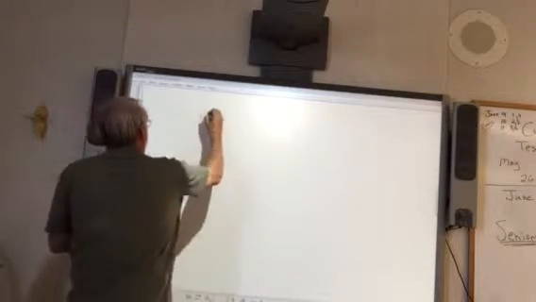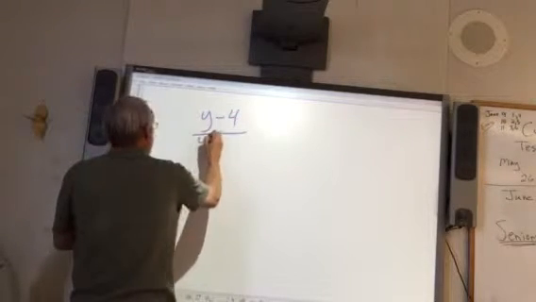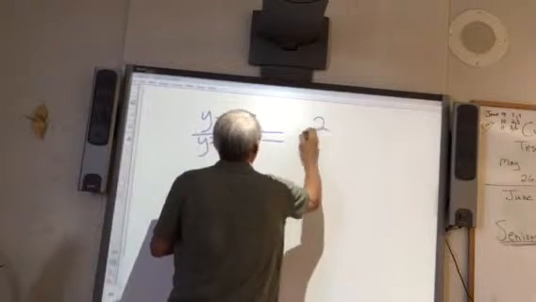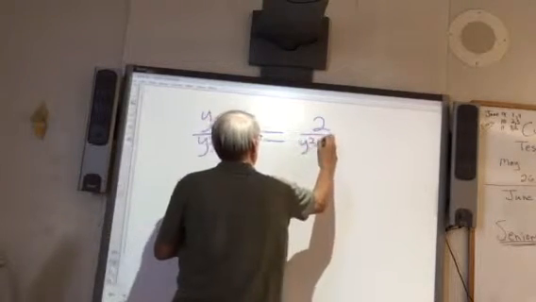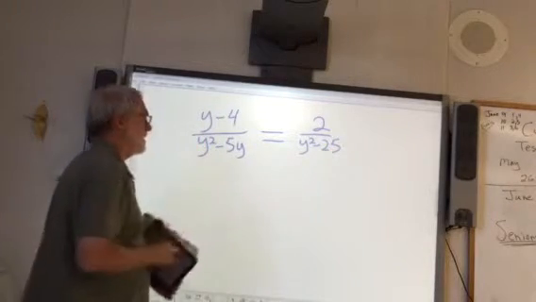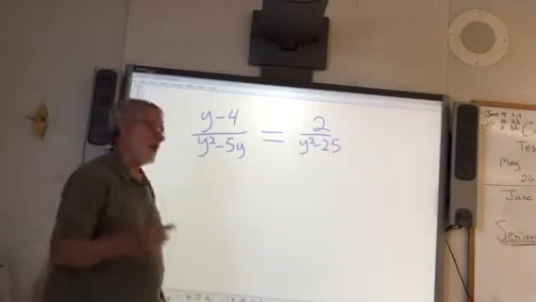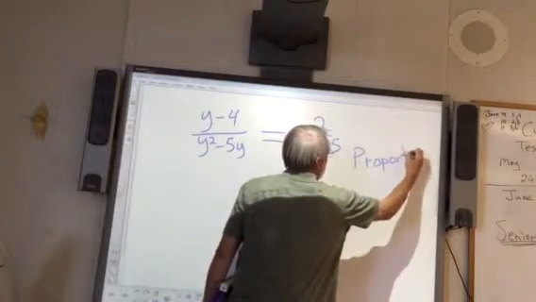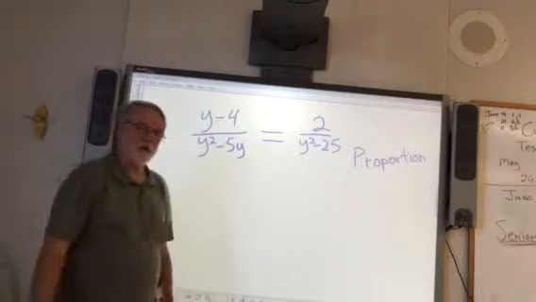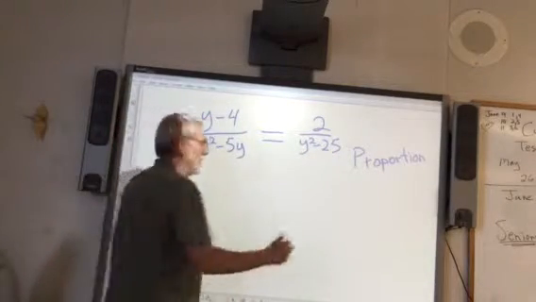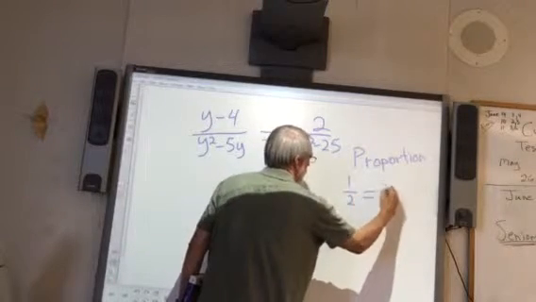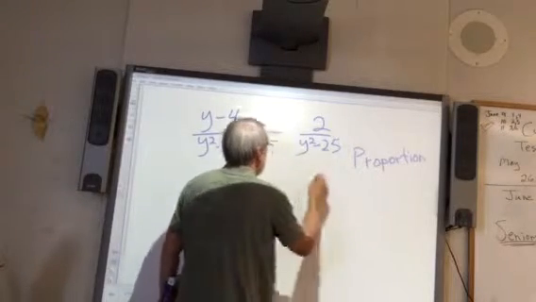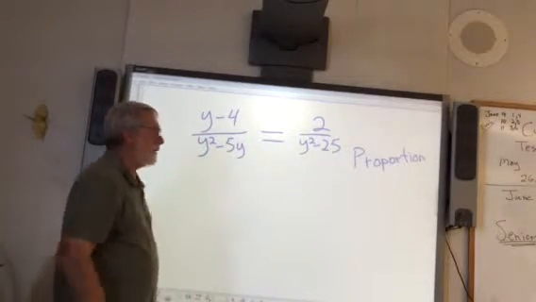Let's try this one. y minus 4 over y squared minus 5y equals 2 over y squared minus 25. Well, how in the world do we do this? Well, there's something that you need to remember, and that is proportionality. I'm just going to write proportion. How do we know we have a proportion? Because cross products are equal. 1/2 equals 2/4 because 1 times 4 equals 2 times 2. We can use that property to solve this.